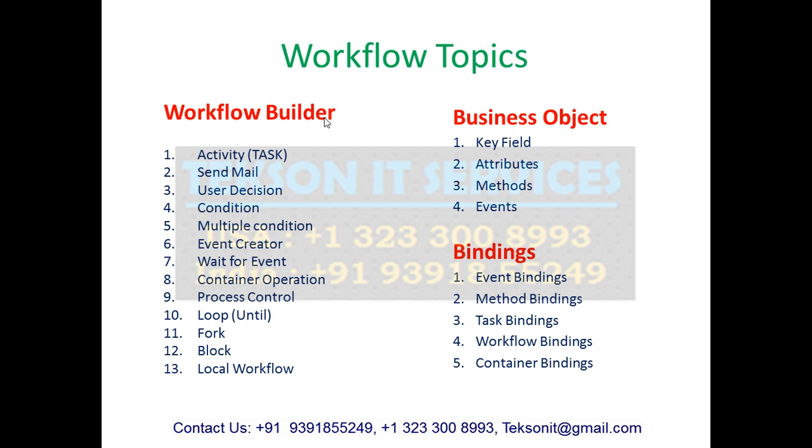So these are the topics, Rahul. There are two main parts of workflow, which is workflow builder, and these are all the topics under the workflow builder: activity, send mail, user decision, conditions, multiple conditions, event creator, wait for event, container operation, process control, loop, fork, block, and local workflow. We'll cover all these topics in the workflow builder. The other one is the business objects. A business object has 4 parameters: key fields, attributes, methods, and events.